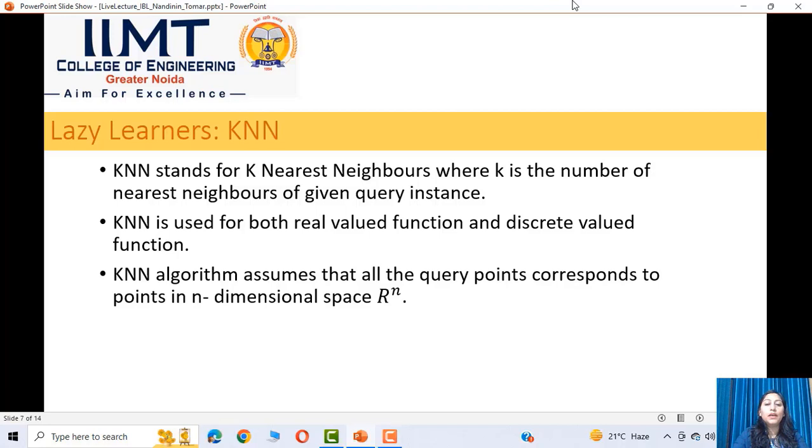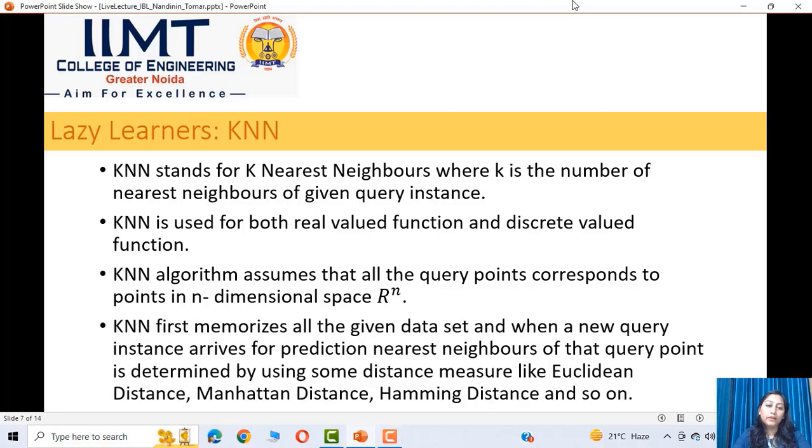The KNN algorithm assumes that all the query points correspond to points in n-dimensional Euclidean space R to the power n. So KNN first memorizes all the given data set, and when a new query instance arrives for prediction, the nearest neighbors of that query point are determined by using some distance measure, like Euclidean distance, Manhattan distance, Hamming distance, and many more. So we can select one of the distance measures, and with the help of that distance measure, we try to find out the relationship of the nearest neighbors of the given instance.